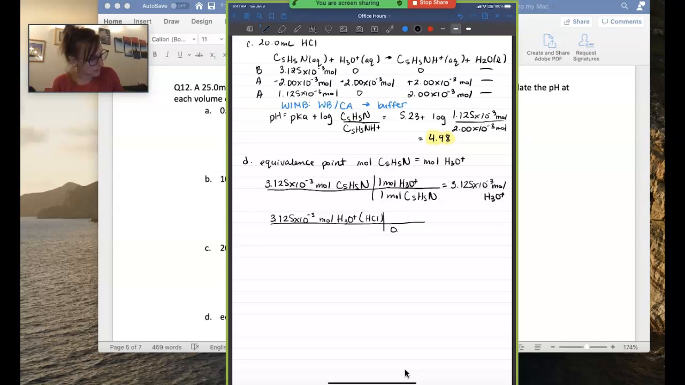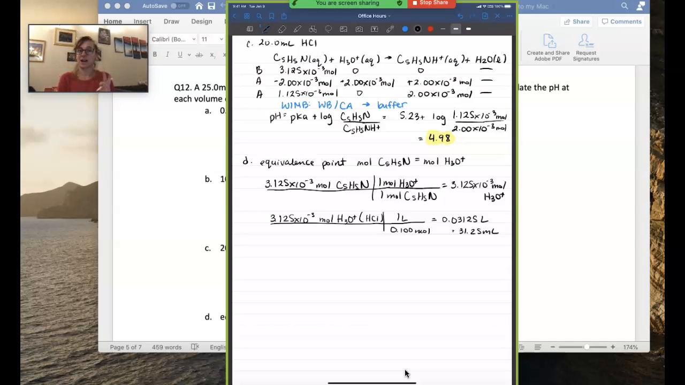And we're using a 0.1 molar solution. And so we have 0.03125 liters, and that is equal to 31.25 milliliters when you multiply it by 1,000. So that's going to be important for us to know how much we need to add from my burette. We need to add 31.25 milliliters of the hydrochloric acid, which is our source of hydronium ions, to reach the equivalence point. Now, what is the actual pH at the equivalence point?